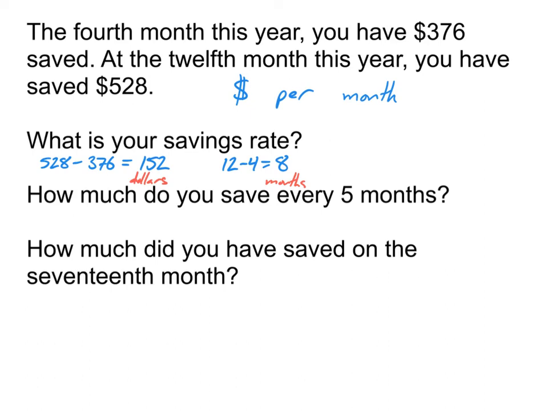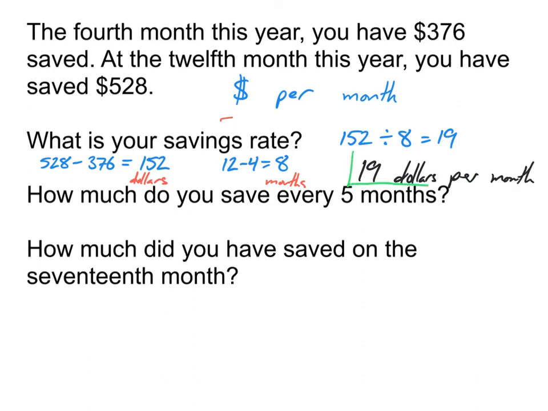All right, so then if I want to know my savings rate, then I'm going to be figuring out dollars per month, which means doing my number of dollars divided by my number of months. So if I do 152 divided by 8, I get 19, which means for this problem then that my savings rate is $19 per month.